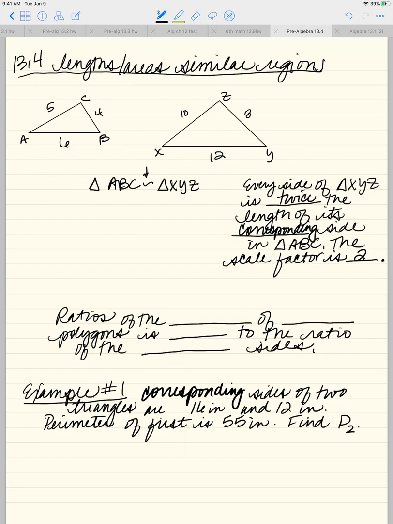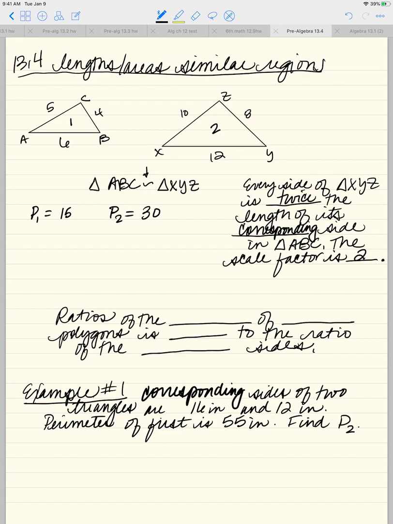Okay? The perimeters of these triangles, take a look at them really quick. Perimeter of the smaller triangle, 4 plus 5 plus 6 would be 15 units. And I'm just going to say P1. I'm going to call this one 1 and this 2. The perimeter of triangle 1 is 15. And the perimeter of triangle 2, 8 plus 10 plus 12, is 30. So what do you notice about their perimeters?